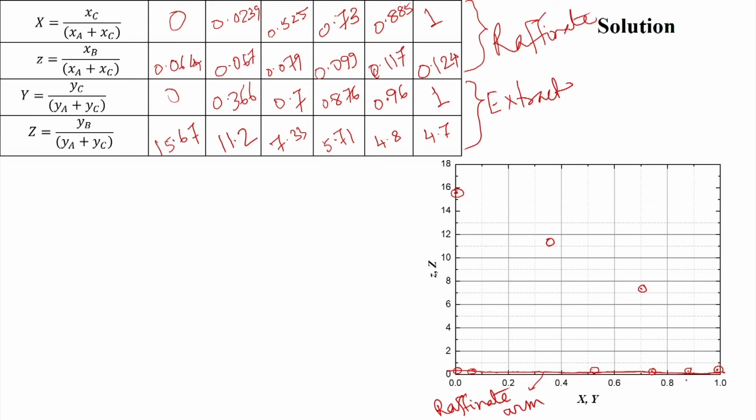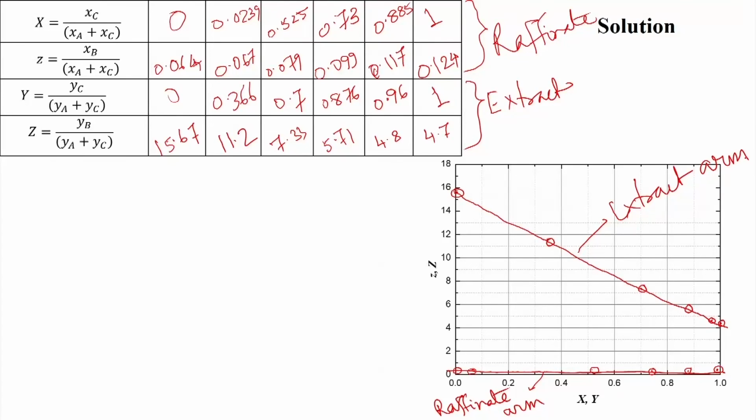For 0.876 it will be like this, 5.71, around 6 here. For 0.96, it is 4.8, around 5 here, and for 1 it is 4.7. So, it will be somewhere here. Now, if we draw this line, joining all these, we will get the extract arm.